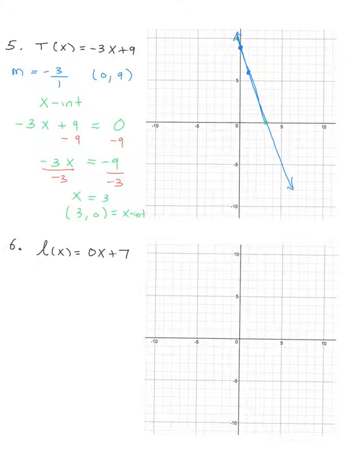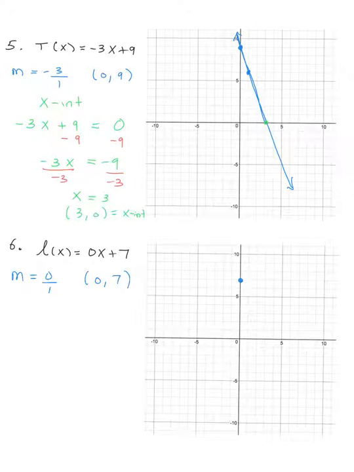For number 6, the function is L of x is equal to 0x plus 7, and I put this 0x in here just to really point out that the slope is in fact 0, because 0 times x is 0, and we don't have to write it in our equation. So if you don't see a variable x, it means your slope is 0, or even 0 over 1 if you'd like. The y-intercept is 7, and this is our way of saying that we have a horizontal line. We get (0, 7) for the y-intercept.